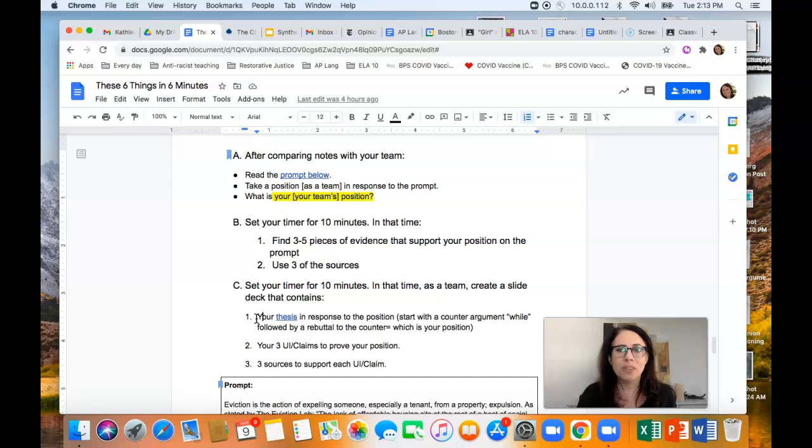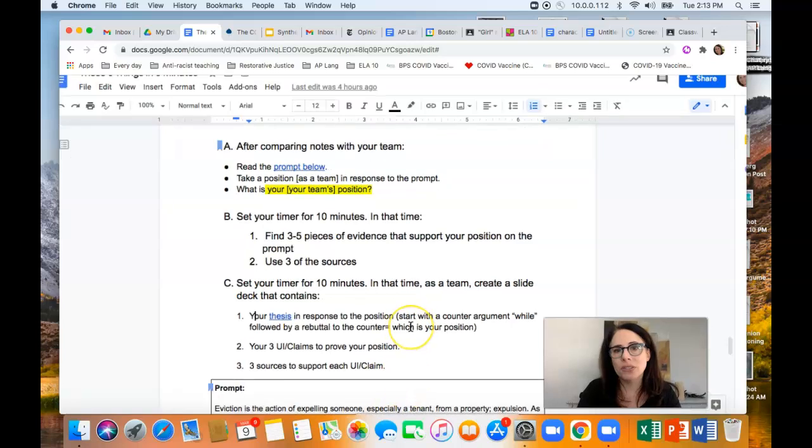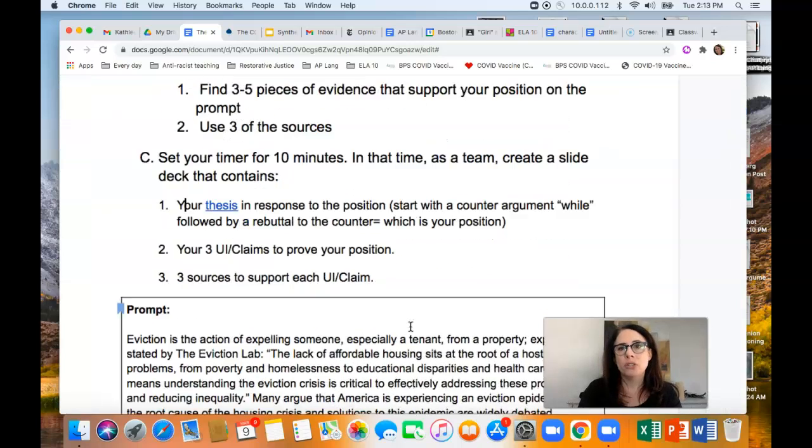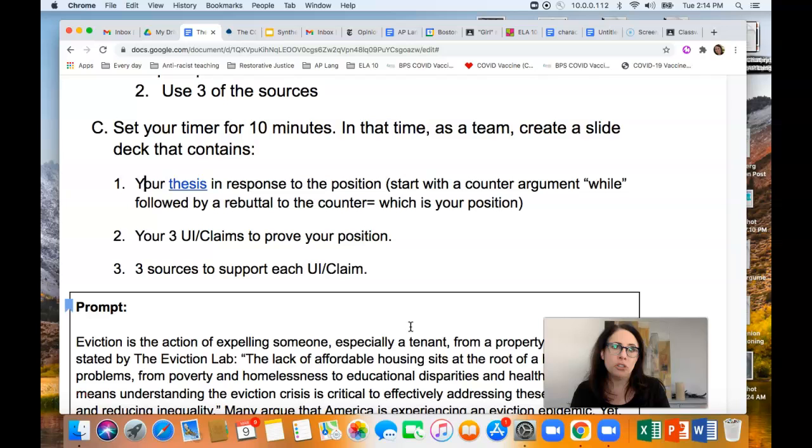Always in a synthesis essay, you're going to start your thesis with a counter argument. So you're going to start it with the opposition, beginning with the word while or although. Very similar to a counter rebuttal from debate. You're going to start with the other side with the word while, and then you're going to follow with your own position, and that's your thesis.